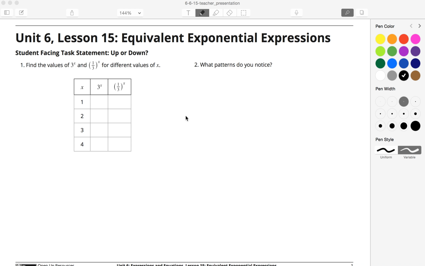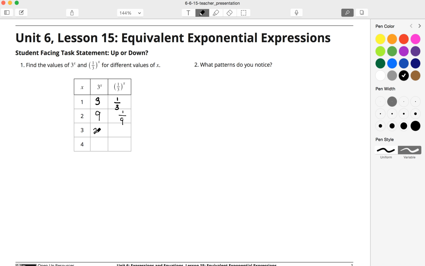Okay, at this time, I'm going to assume that you guys have all tried these and come back. We're just going to walk through these. So when x is 1, that means this is 3 to the power of 1, and I'm going to get the answer of 3. That means this is 1/3 to the power of 1, which is just going to be 1/3. All right, for 2, this means 3 to the power of 2, which is the same as 3 times 3. That's going to give me 9. This is the same as 1/3 times 1/3, which is going to be 1/9.